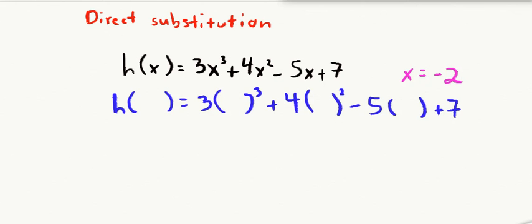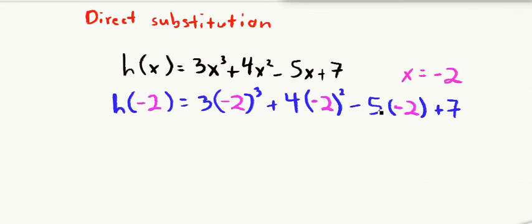So here, basically what I've done is I've written everything that's in the polynomial except for the x's, because what we're going to do now is replace the x's with -2. So instead of doing h of x, we're going to do h of -2, okay? And that just means that everywhere you would have put an x, we're going to plug in this -2. All right, and so now we're ready to evaluate this.